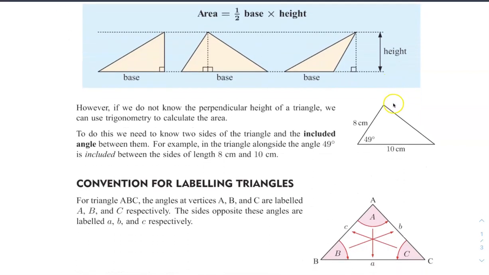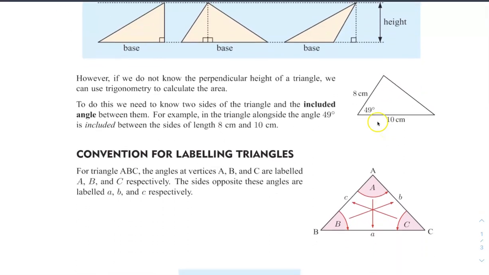Now you could go through the work of trying to find the height. That's true. But we have a new formula that requires you to find the angle and the two sides in between. I said that wrong. Two sides and the angle in between are included. So if you have something like this, then that's all you need to find the area of a triangle.